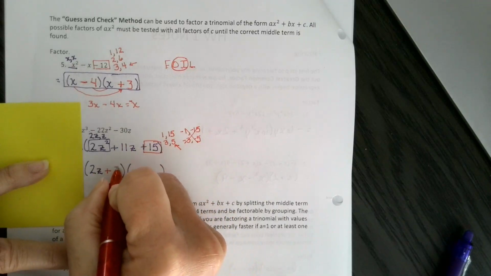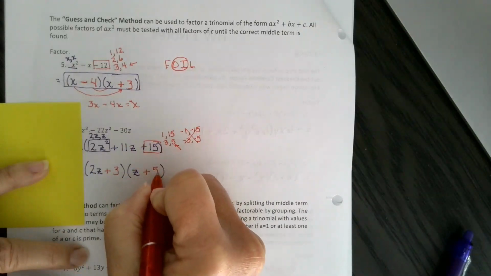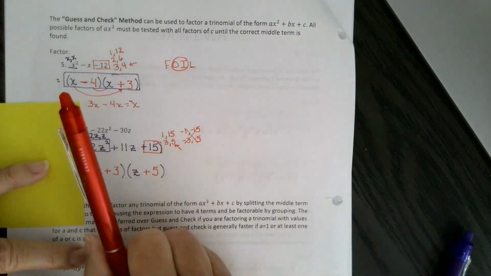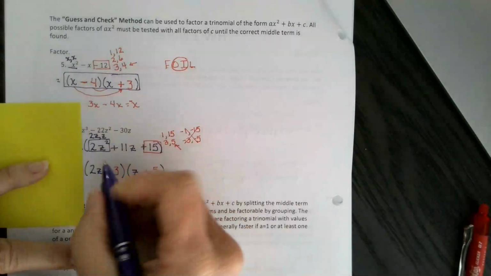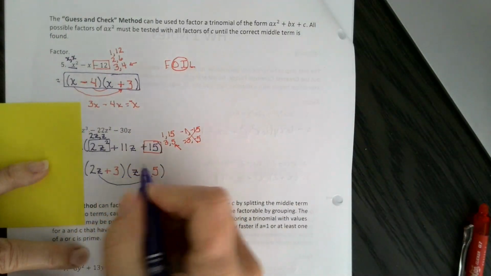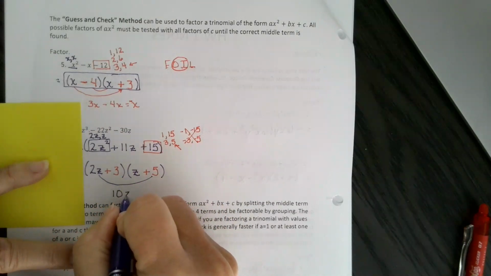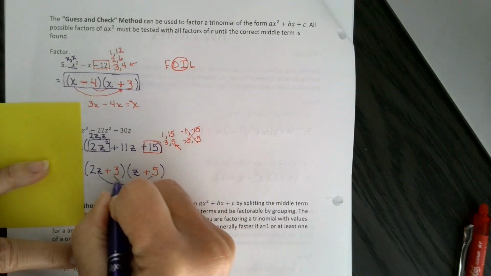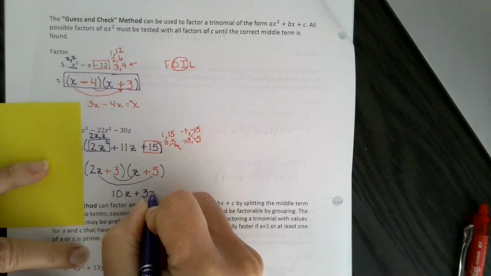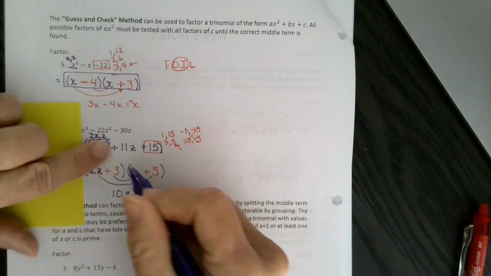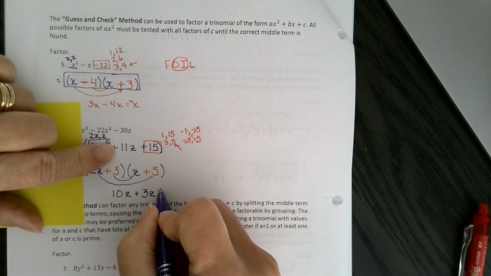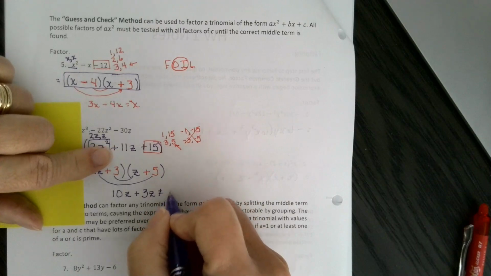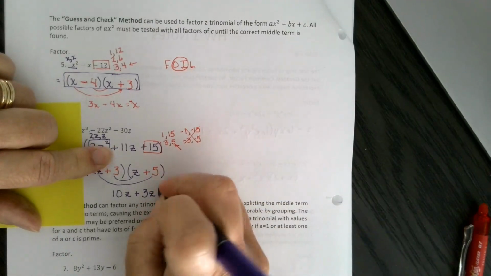Okay, so I'm going to guess 3 here and I'm going to guess 5 here. And I'm going to check it. So I get 10z plus 3z. That gives me 13z. That does not give me, okay, the 11z. Okay, so that's not going to work.